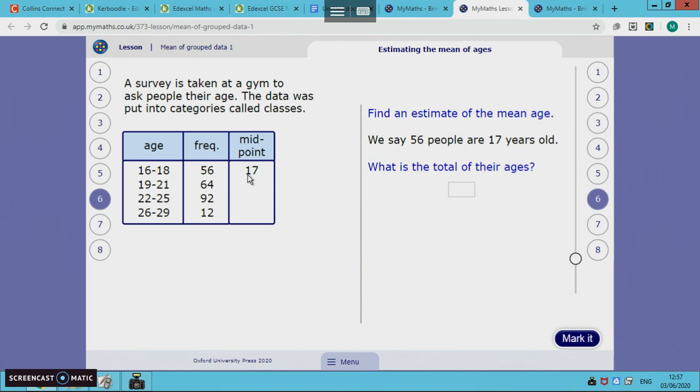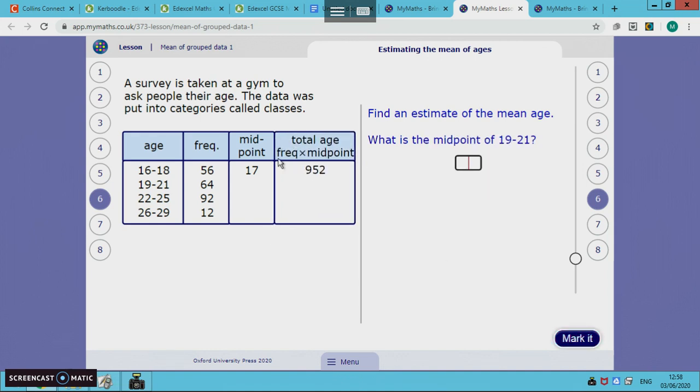So midpoints would go here: 17, 20, 23.5 and 27.5. So we've got our midpoint. We add a midpoint column in there, and there are 56 people that said that their age was 17 years old. Or that's what we're saying they said. So 56 times 17 is 952. Let's see if that's right. Lovely. So we've got that extra column there, F times M, really, at this stage, because it's the frequency times the midpoint.